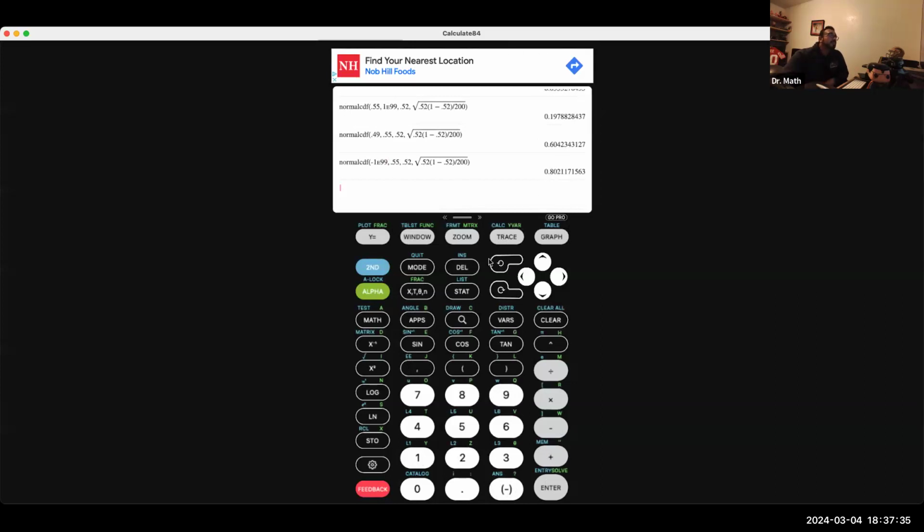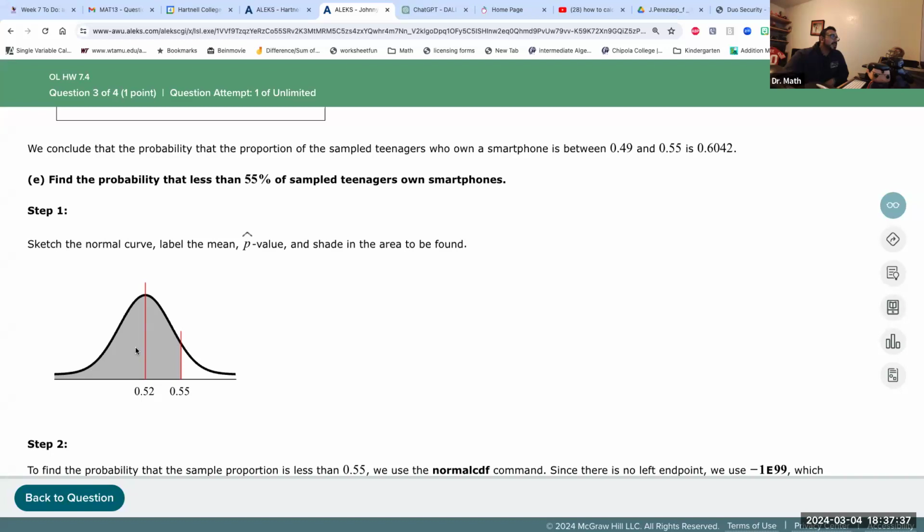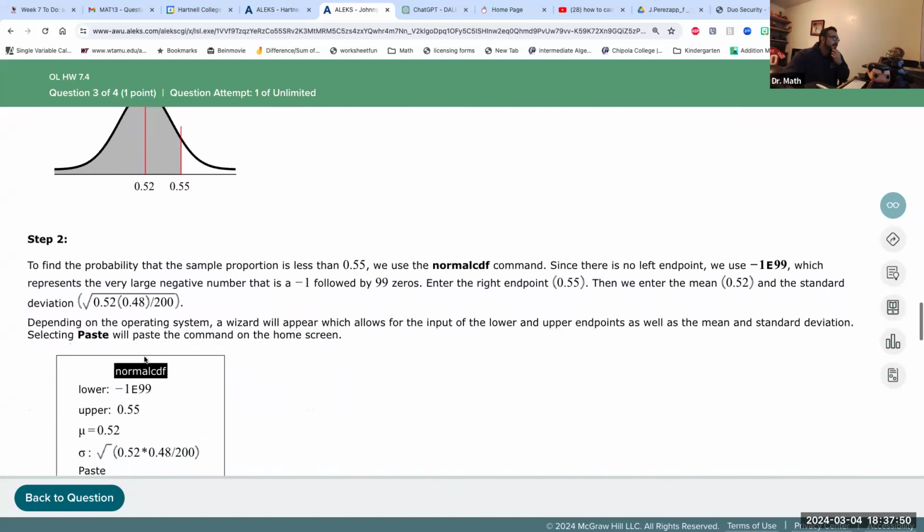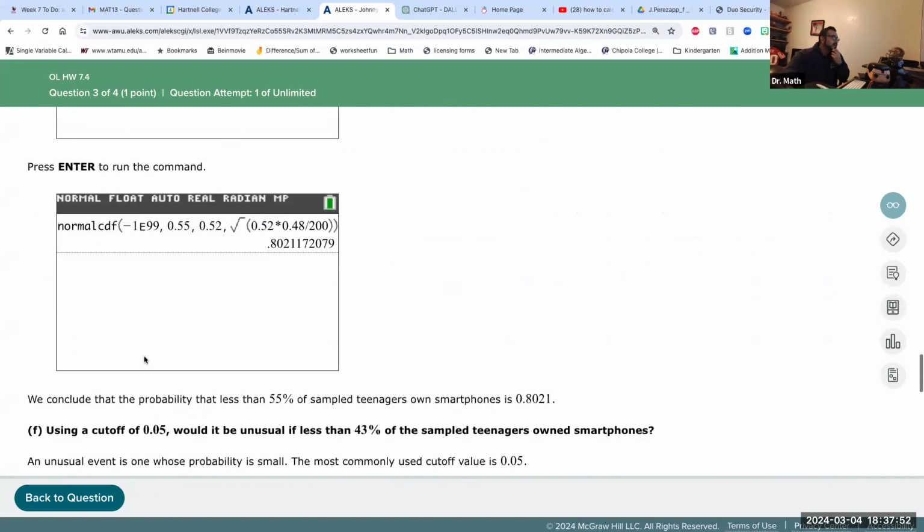But let's see if that makes sense. 0.8021. Does this look like 80%? It sure does, because remember, 50% would be half, right? So this is more than 50% there, around 80%. So that looks totally reasonable. All right, fantastic. And let's just double check.